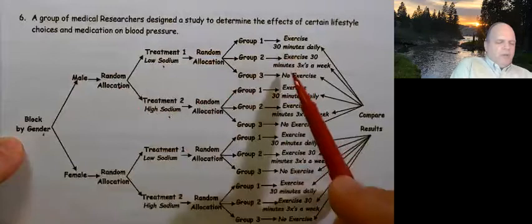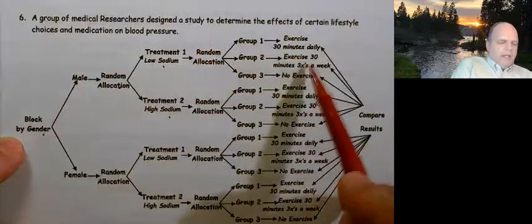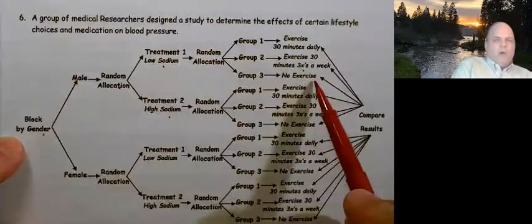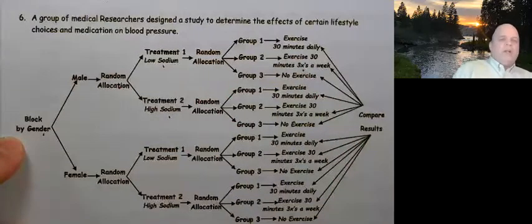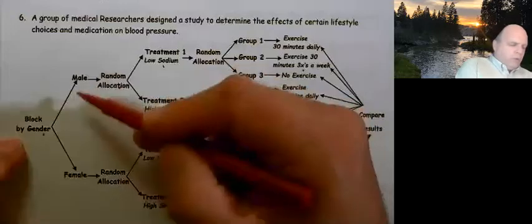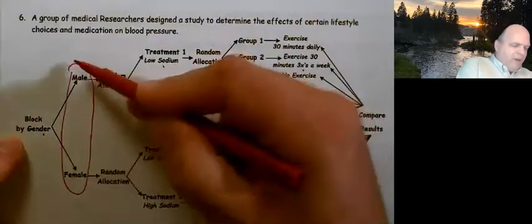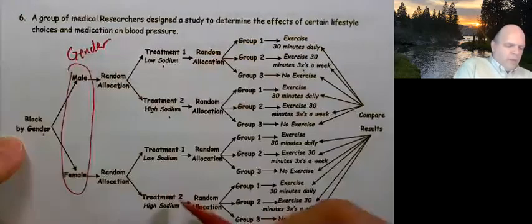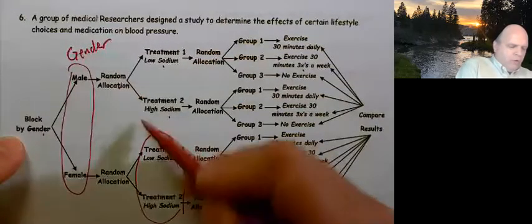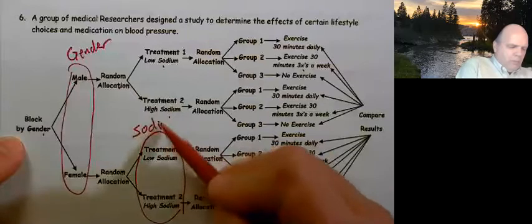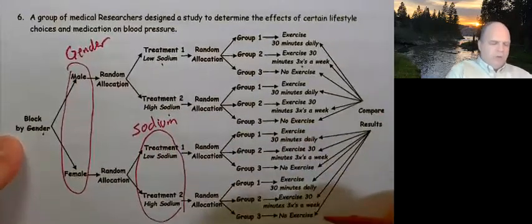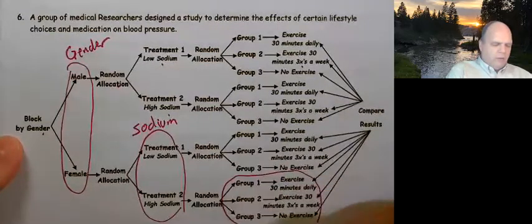So we have 30 minutes daily, 30 minutes 3 times a week, and then no exercise. So let's real quickly look at our variables. So right here, we have one variable, which is gender. We have another variable, which is sodium. Then we have another variable, which is the amount of exercise.